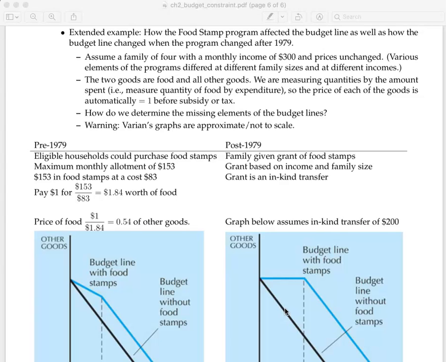There was a substantial change in the structure of the food stamp assistance program after 1979. So here's our stylized situation. We're going to assume a family of four. They've got a monthly income of $300, and we're going to assume that prices are unchanged, right? Before and after this change, we're going to assume, for the sake of being able to analyze this, that the prices have not changed. And also note, the amount of the subsidy, in fact, does change at different family sizes with different incomes, etc. And here's an example.